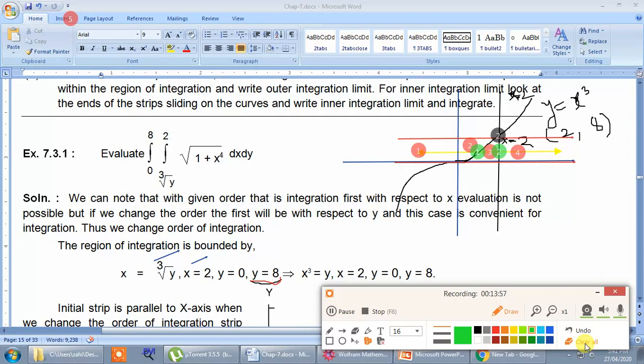Okay, so what you will be doing is sketching that one. So I am going to remove all of these. So this is your region of integration, the correct region of integration. Now what we are supposed to do is change the order of integration. So initially the yellow strip is parallel to which axis? X axis. Once we change the order of integration, the strip becomes parallel to which axis? Y axis.